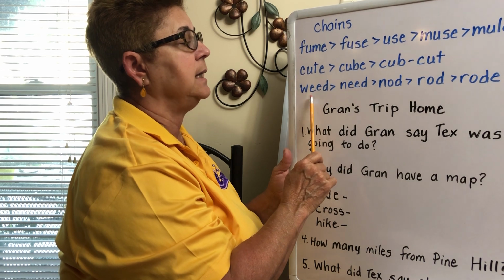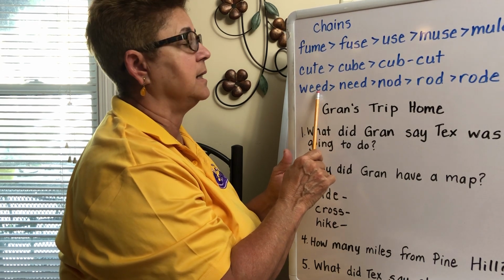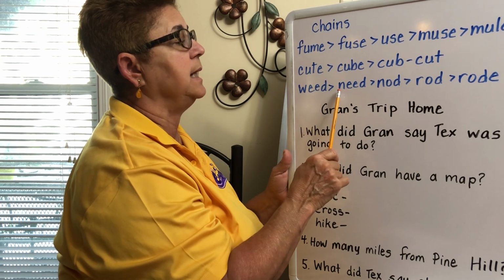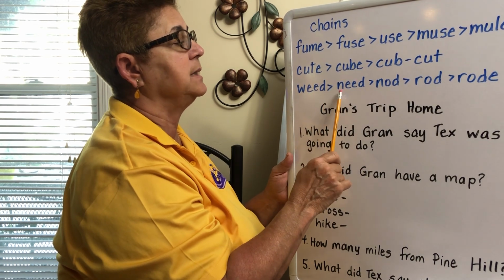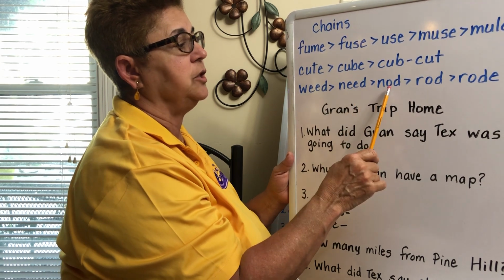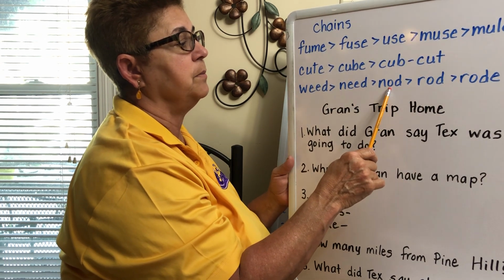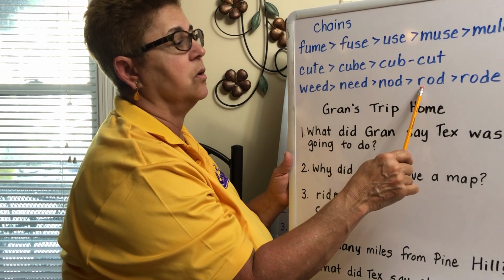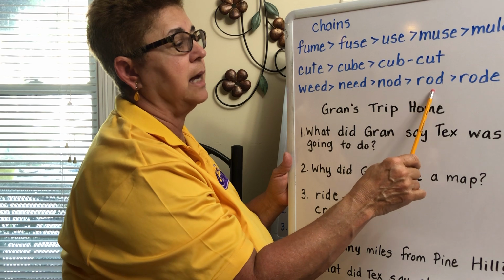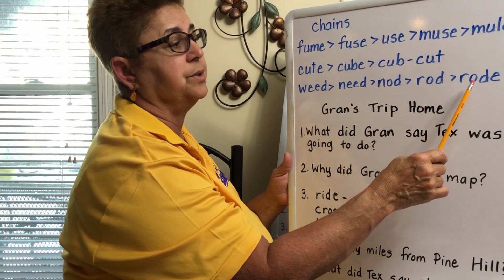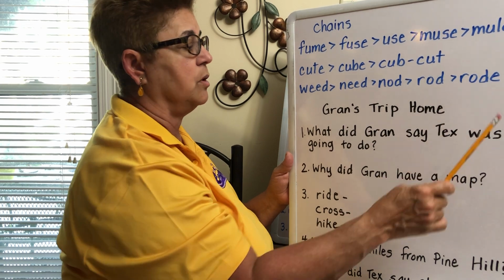Let's look at weed. And remember the EE goes together as one. So if we change the W to an N, it becomes need. If we take off that EE and change it to an O, the word becomes nod. If we change the N to an R, the word becomes rod. And if we add an E, that E is going to make the O say O, so it becomes road.